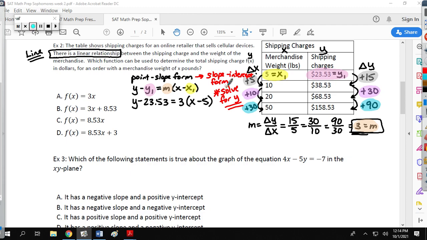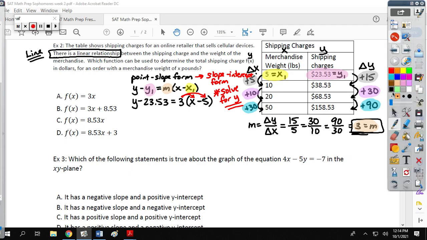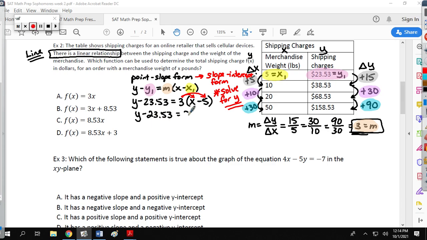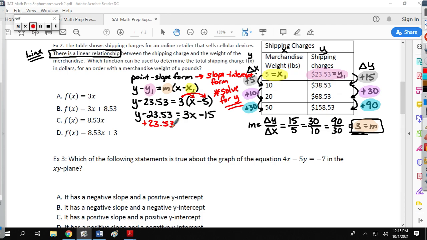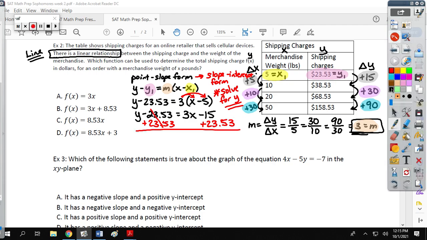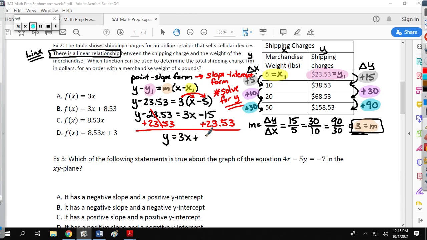Okay, so we're going to solve for y. First step then would be to distribute the 3 because slope-intercept form does not have any parentheses. So y minus 23.53 equals 3x minus 3 times 5, which is 15. Now we still are trying to get y completely by itself, so we need to move the 23.53 to the other side by adding it to each side. And that gives us y equals 3x plus 8.53.